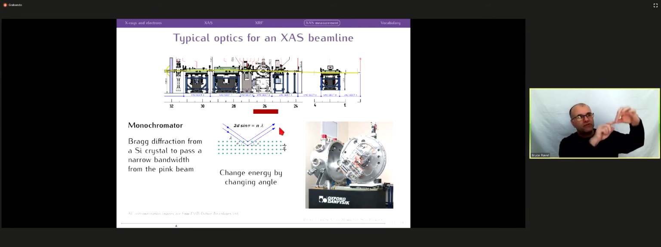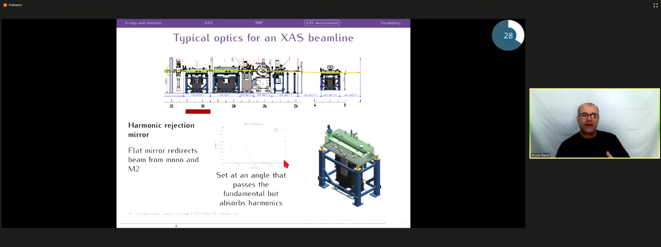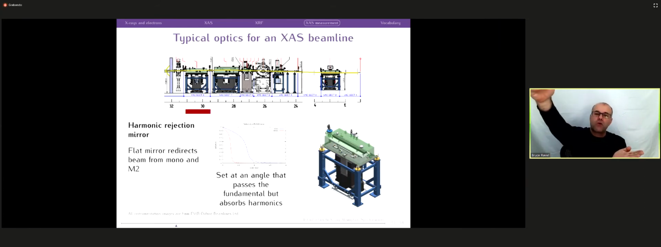But the thing is that if one full wavelength fits, then half that wavelength fits twice, one third that wavelength fits three times, and so on. So what you really get is the energy that you want plus the higher harmonics coming off the monochromator.